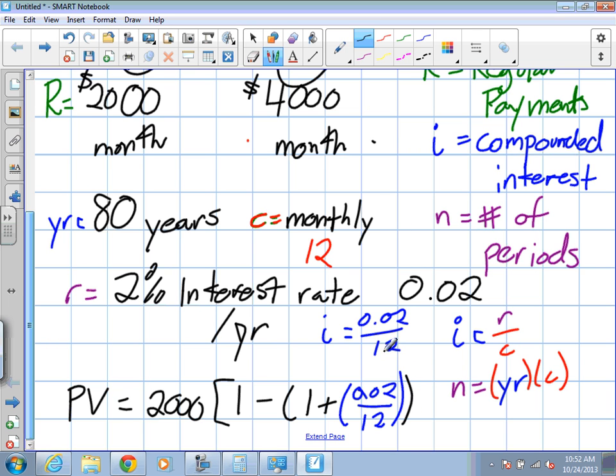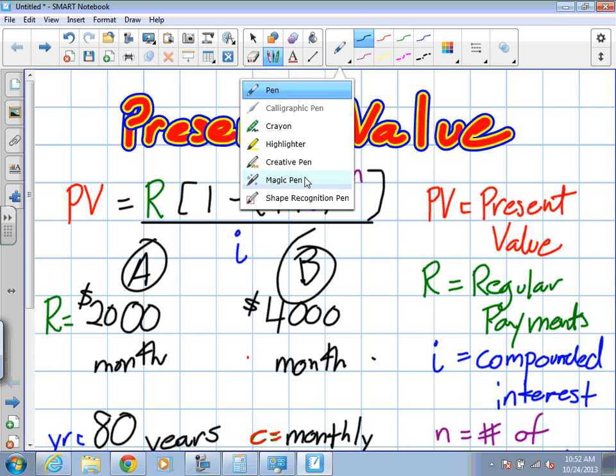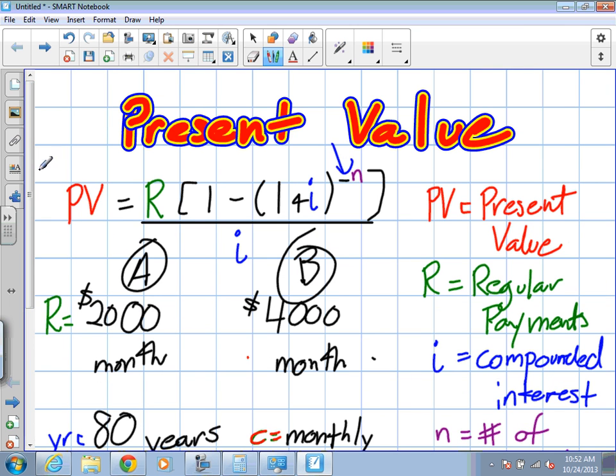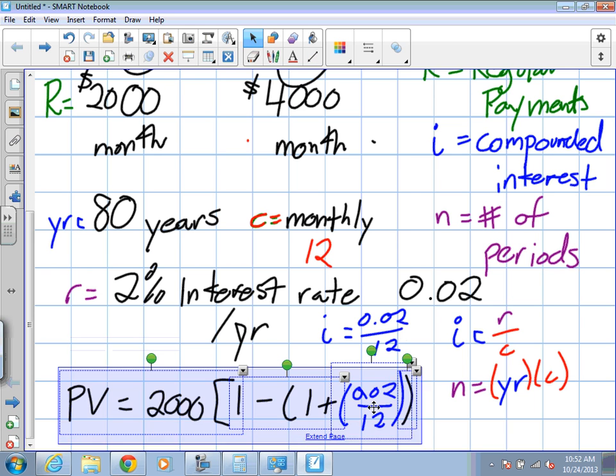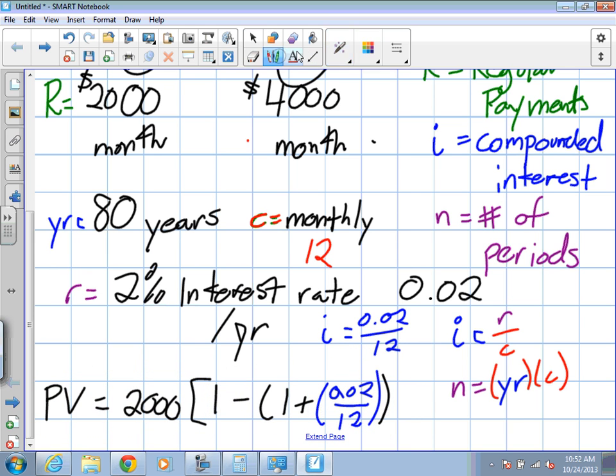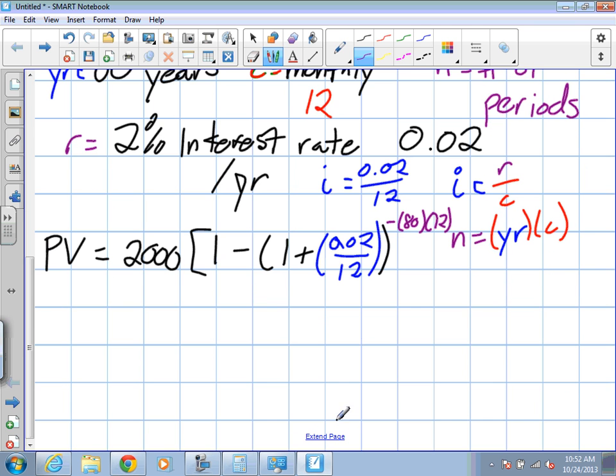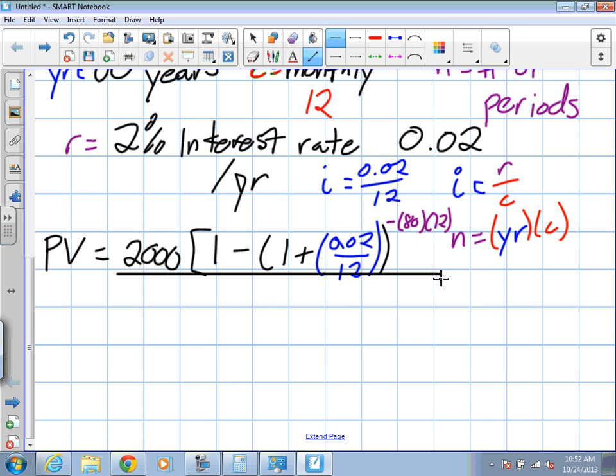To the power of, and this is technically, if you guys look, very different from our other formula. This is a negative exponent, so negative n. And we have to figure out what our n is. 960? Good. We'll put down what the numbers were first that we needed to solve that. But it's going to be negative 80 times 12. And all of this is divided by I, which we already calculated as a fraction to be 0.02 divided by 12. So we'll go this one step at a time here.